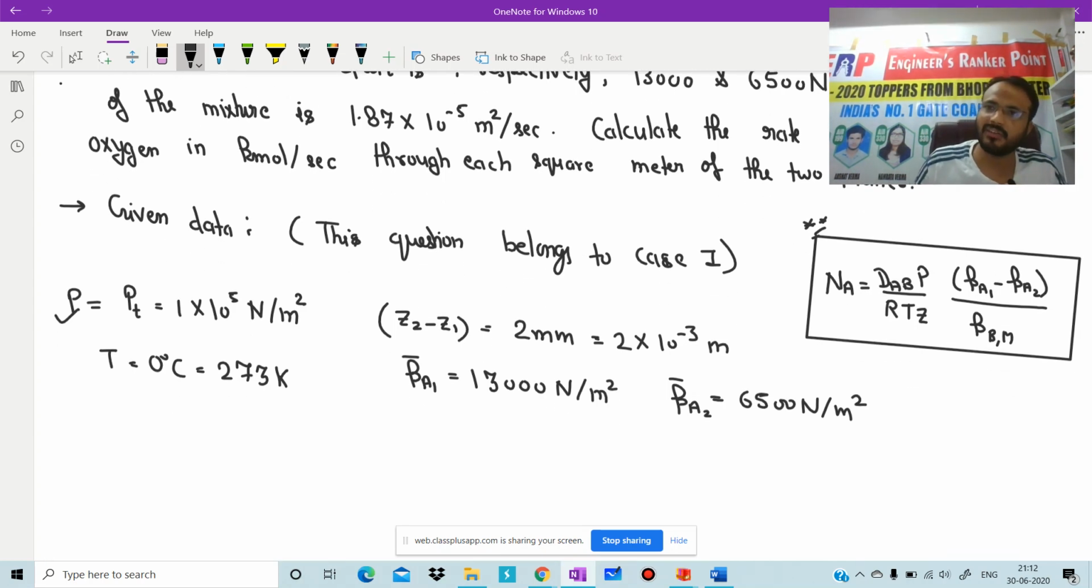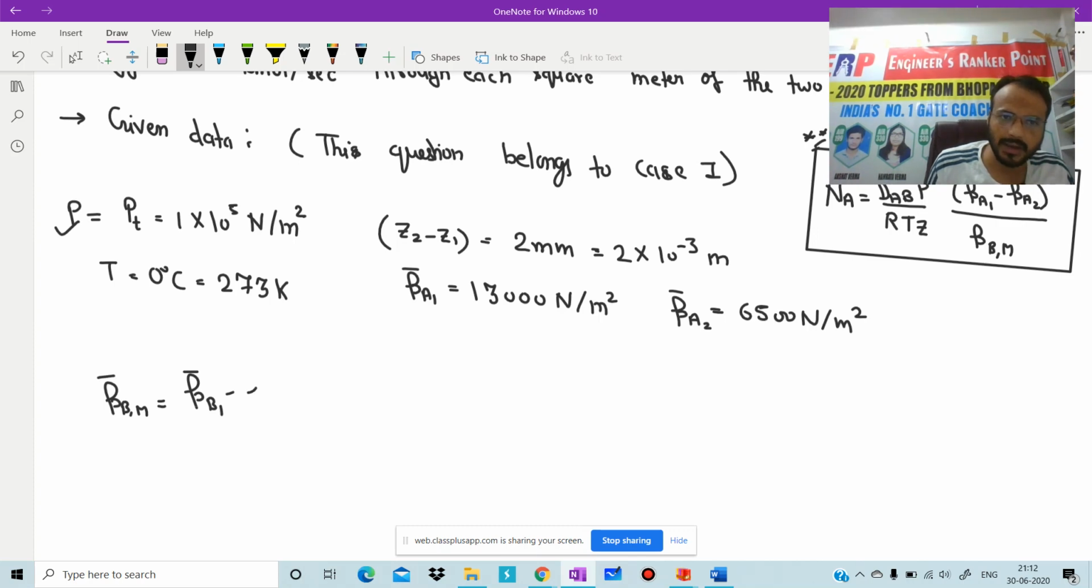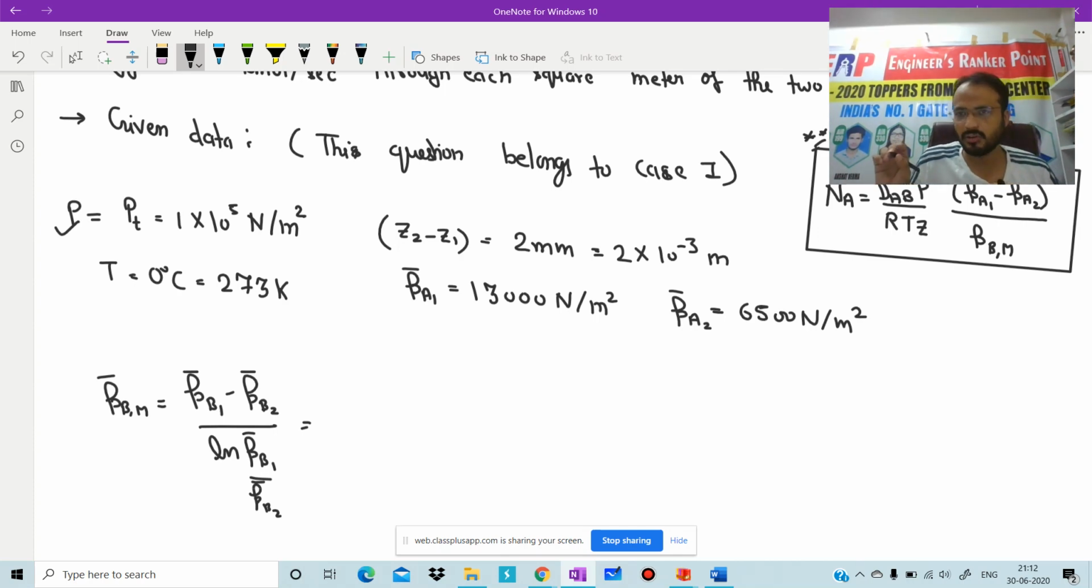If we apply this formula, first we need to calculate the value of PBM bar. To calculate PBM bar, we will apply PB1 bar minus PB2 bar divided by ln PB1 bar by PB2 bar, because I use PB1 greater than PB2, that's why. Otherwise you can also write the other way. Some students are thinking, sir, you told us PBM bar is equal to PB2 minus PB1, but in both cases you will get the same answer.